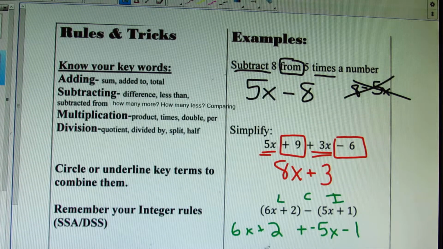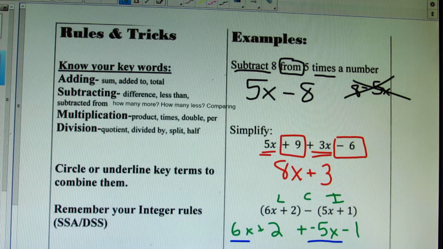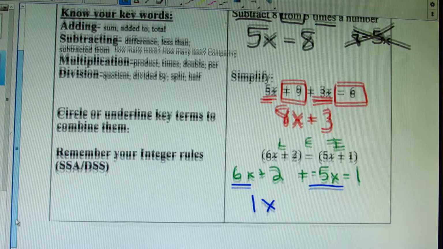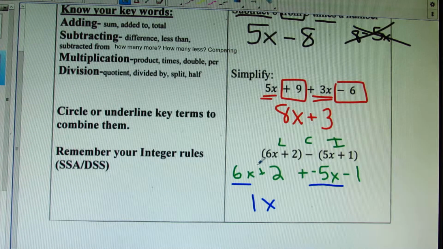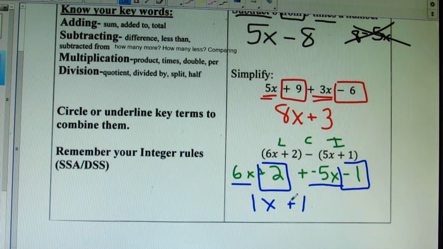And now I'm going to do the like terms again. 6x minus 5x gets me 1x. Ooh, you can't see that, sorry. There we go. And positive 2 and a negative 1. Different signs subtract. I get 1, and it is going to be a positive 1. Final answer, 1x plus 1.